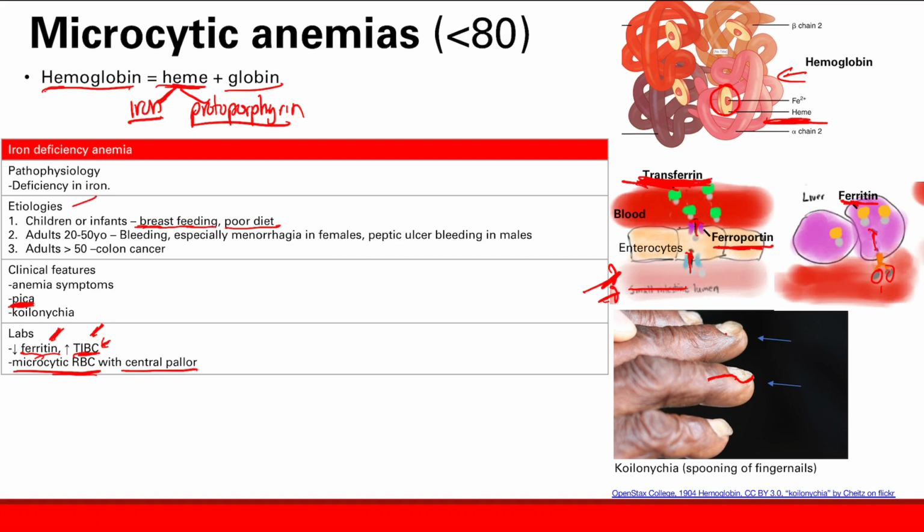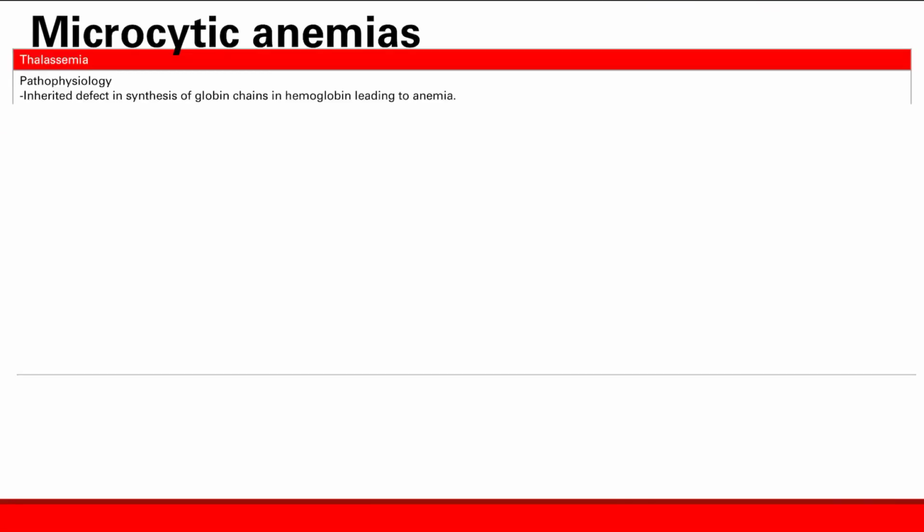Again, etiologies depend on the age group: children, diet; adults 20 to 50, bleeding from menorrhagia or peptic ulcer; older adults, colon cancer. Clinical features: koilonychia, pica, and then these lab values are going to help tell you a lot. You see that central pallor, decreased ferritin, increased TIBC.